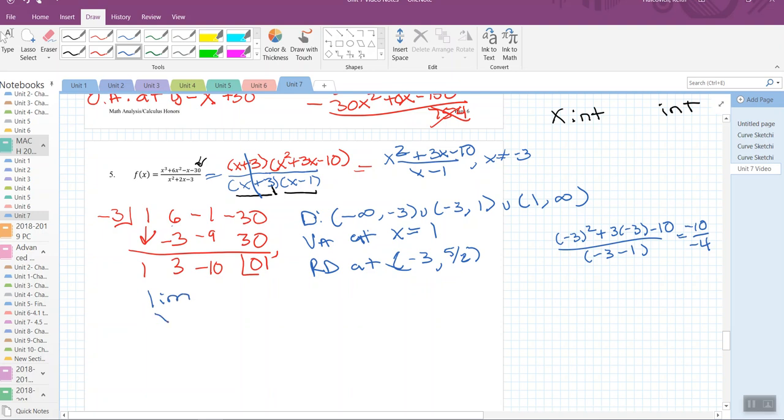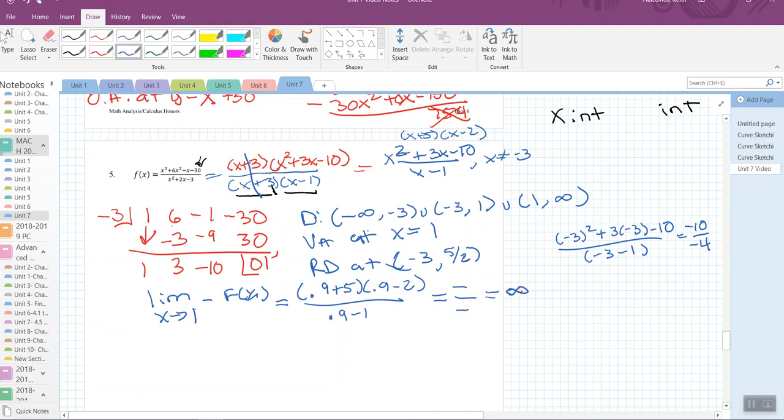As far as the limits as x approaches the vertical asymptote of 1, we're going to do from the left. So like if I choose like 0.9, so remember it's x plus 5 and x minus 2. So I'm going to put 0.9 plus 5, 0.9 minus 2, and it's 0.9 minus 1. So it's positive and negative, which is negative, over negative, which means it's going to go towards infinity.